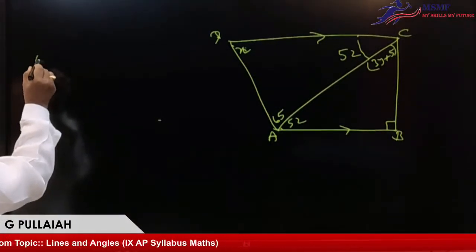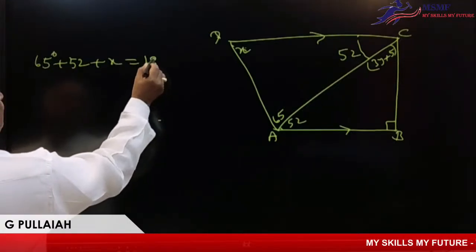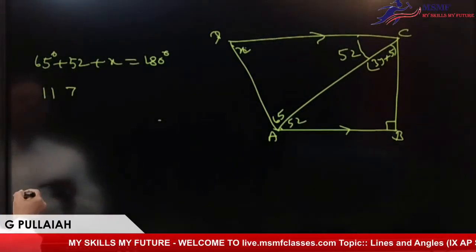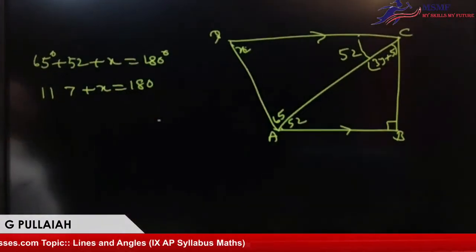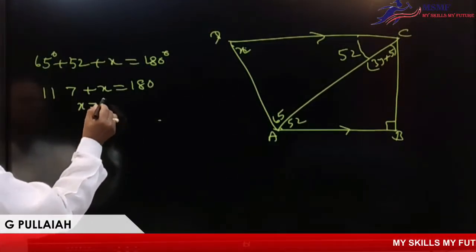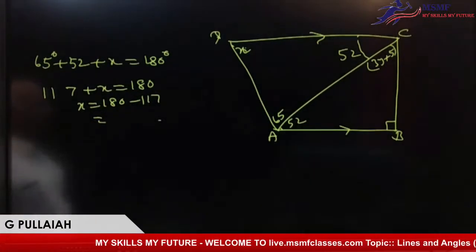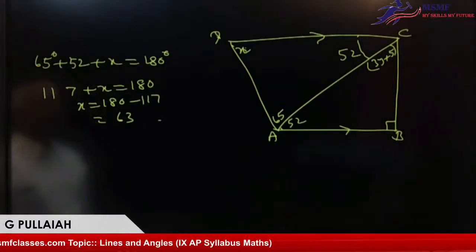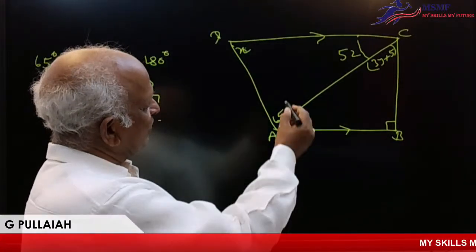So 65 degrees plus 52 degrees plus x is equal to 180. So 117 plus x is equal to 180. Hope that you can find the value of x here. So x is equal to 180 minus 117, that is 63 degrees. Now we got x is equal to 63. That job is over. Again here, we are expected to find the value of y.